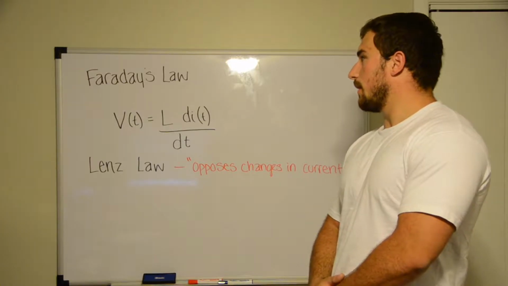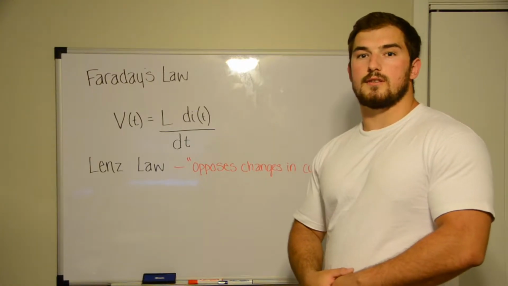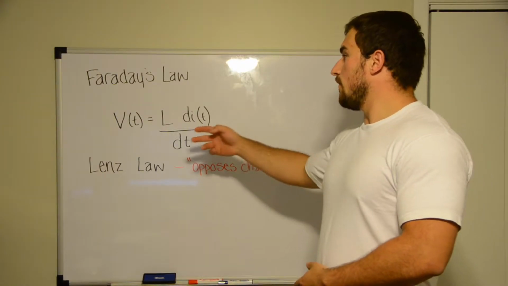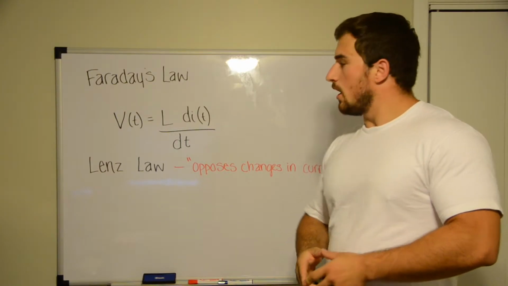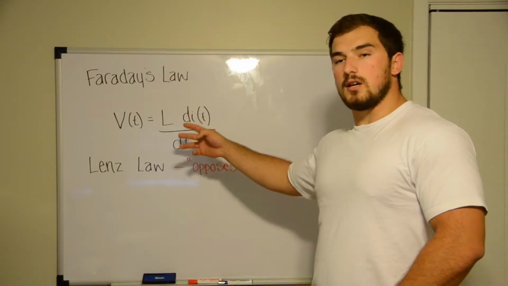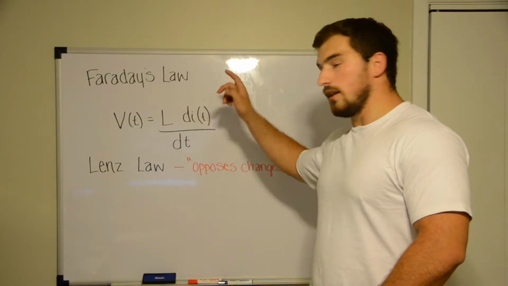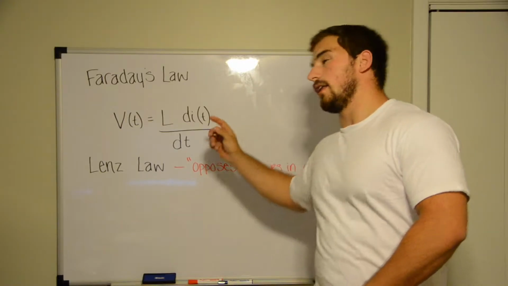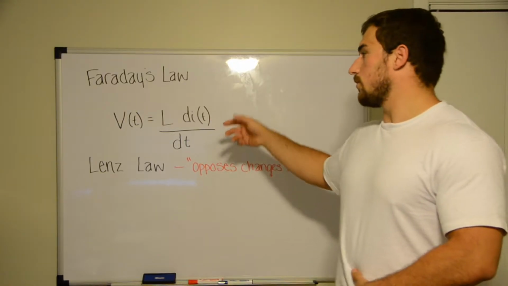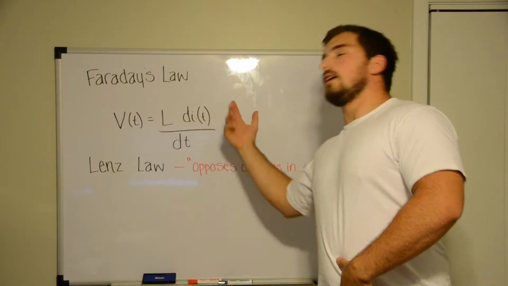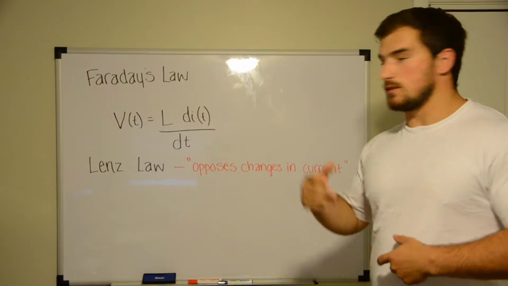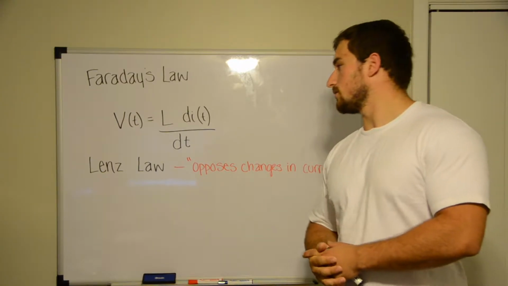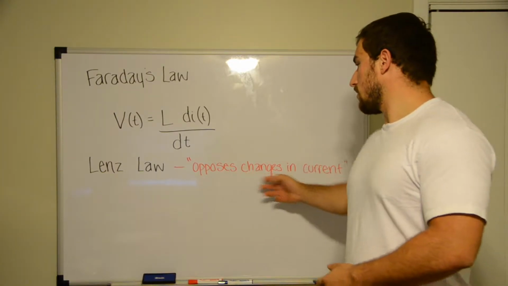So we're going to talk about a few of the principal equations for inductors. We're first going to begin by talking about Faraday's law, which describes the voltage induced by the inductor, and it's V equals L di/dt. So it's basically saying the voltage equals the inductance times the time rate of change of the current, and that gives you the voltage at a certain time t, because inductors work with time-varying currents or AC signals.